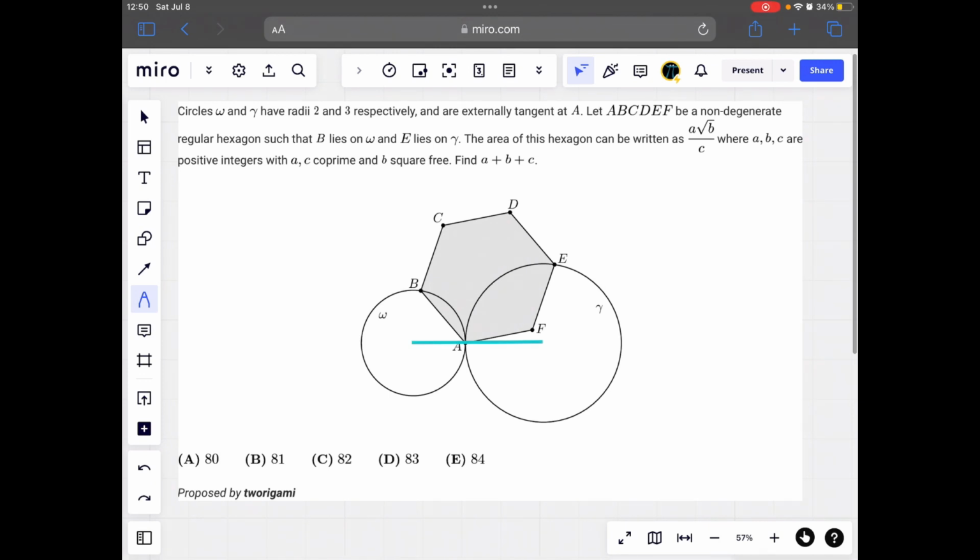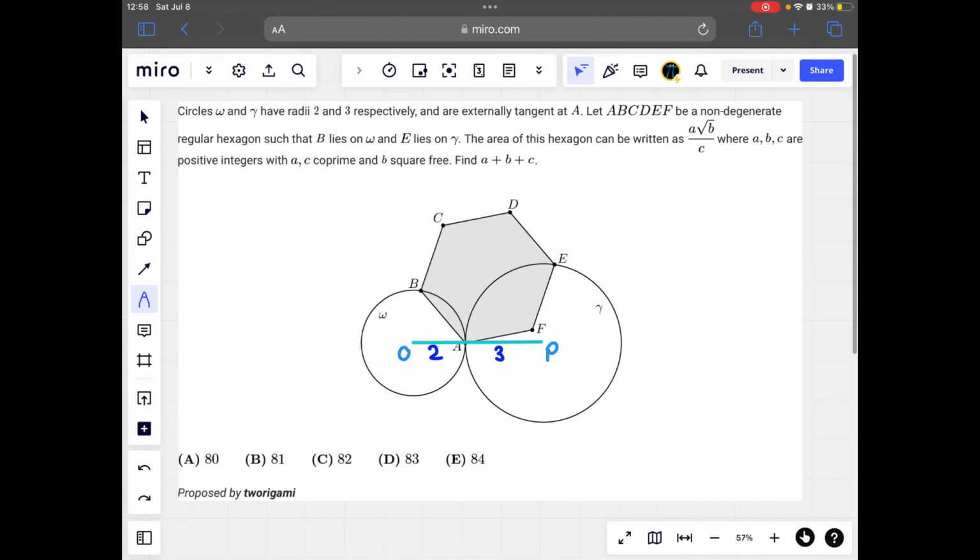First, the circles being tangent at A means that A lies on the line connecting the centers of those two circles. I will call those centers O and P, where OA is 2 because the radius of omega is 2, and AP is 3 because the radius of gamma is 3. We know nothing about ABCDEF other than that it's a regular hexagon, meaning all of its angles are equal to 120 and all of its sides have the same length, and B lies on omega and E lies on gamma. That's all we know about hexagon ABCDEF at the current moment.